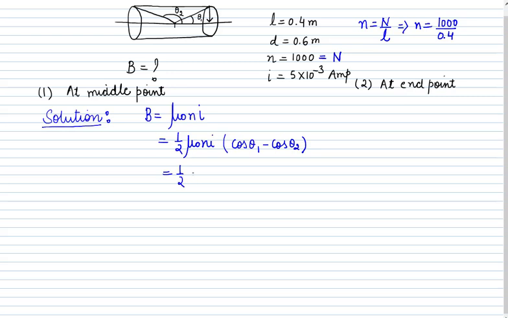So you can easily put the values now. Half mu naught is 4 pi into 10 to the power minus 7. And this small n is 1000 upon 0.4. And I is 5 into 10 to the power minus 3 ampere. And now it is cos theta 1 minus cos theta 2. So since this length is 0.4, we can write it down as 0.2. And this radius is, so the diameter is 0.6, so this radius will be 0.3.